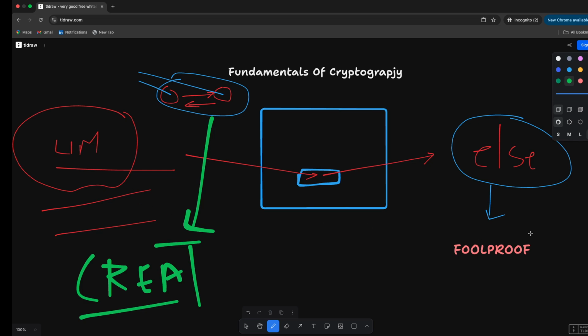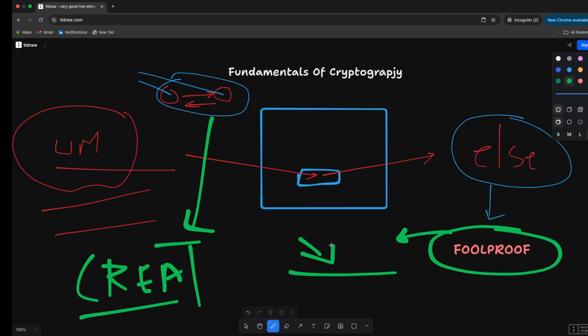What we are doing is trying to make this foolproof. We are focusing on developing a foolproof password in such a way that, okay, the person creates the password, and then suppose I'm the user and I have created this token.